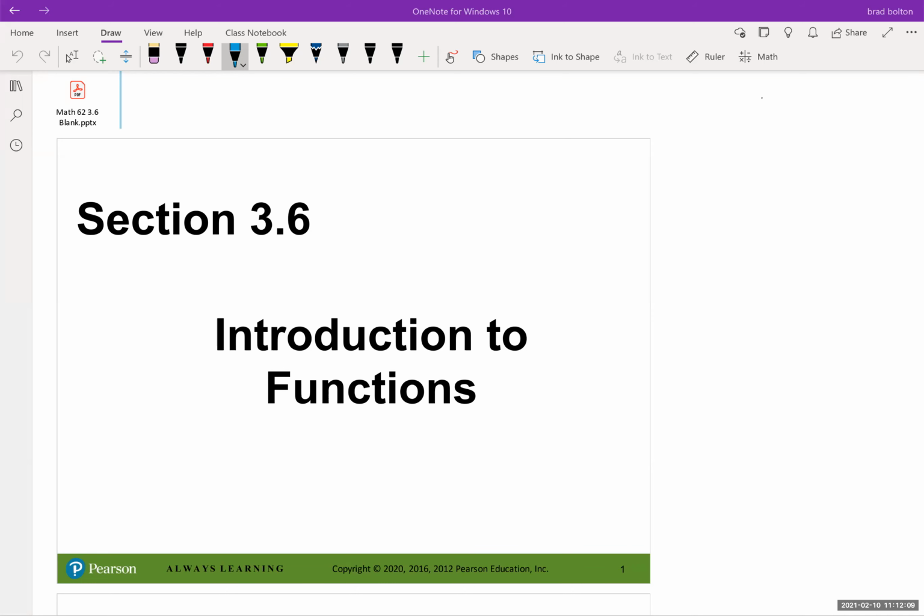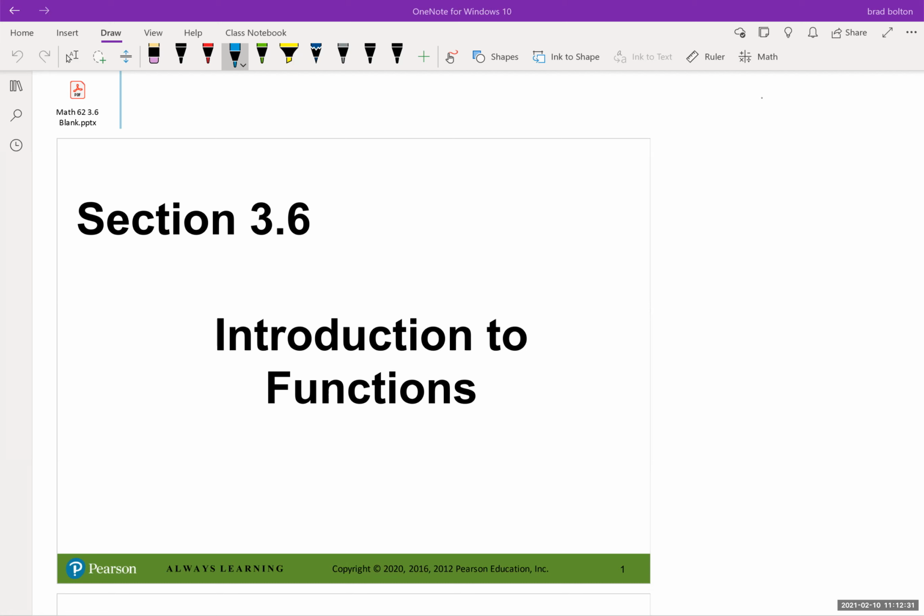Okay, so for this video, we're going to talk about section 3.6 from our course, Introduction to Functions. Many of you may already kind of know what functions mean, so for some of you this might be review. For some of you, it may not be. It might be a completely new concept, or something that you've heard before but you're really not too sure about what exactly a function is. So we're going to go over that in this section.